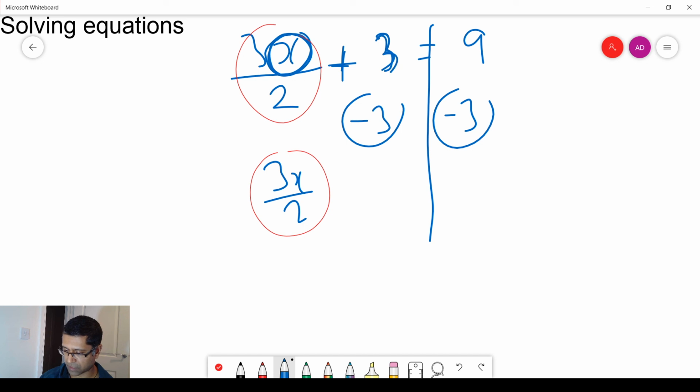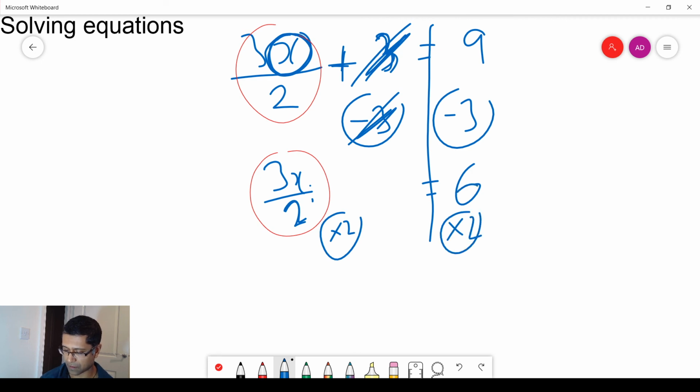So 3 take away 3, they knock each other out. 9 take away 3 is 6, right? So they've knocked out, that's what you're left with. Now, I don't like fractions, so you get rid of divide by 2. To get rid of divide by 2, you times by 2. Do the same on the other side. So divide by 2 is knocked out by times by 2. So you're just left with 3x. 6 times 2 is 12.